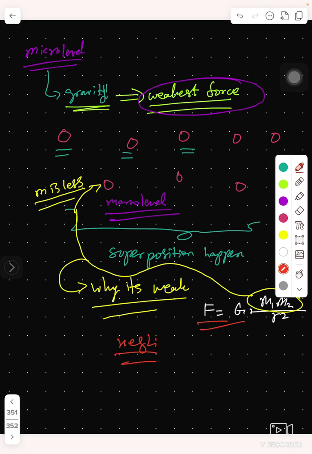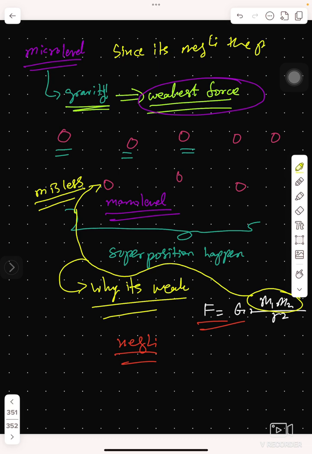And since it's negligible, the properties of quantum mechanics behave differently, are different.